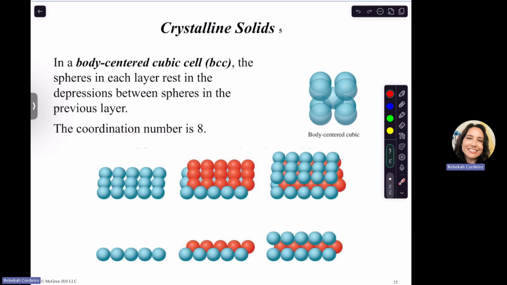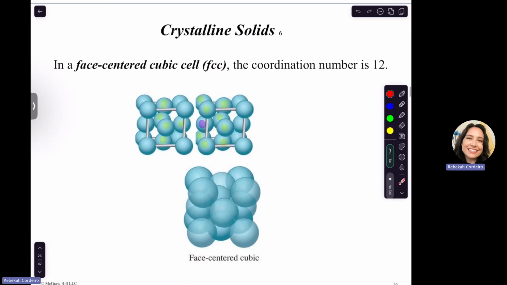We layer within the depressions and stack based on that for body-centered cubic. You can see here's a unit cell, body-centered cubic. Here's a body-centered cubic. Here's a body-centered cubic. We can just keep going over one and get our body-centered cubics, and we can imagine that it would just keep going from there.